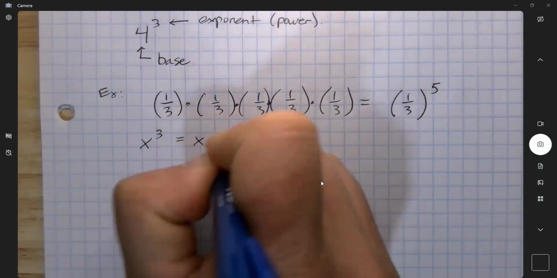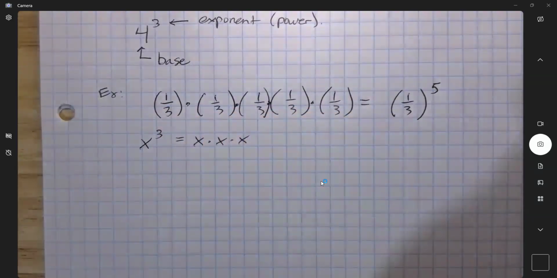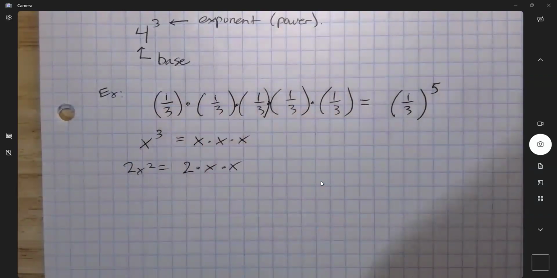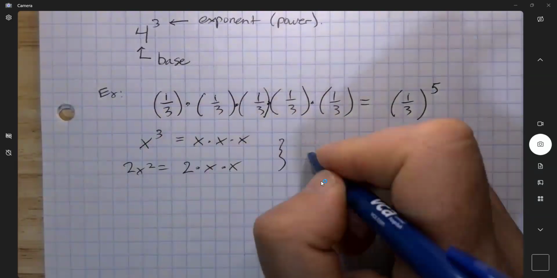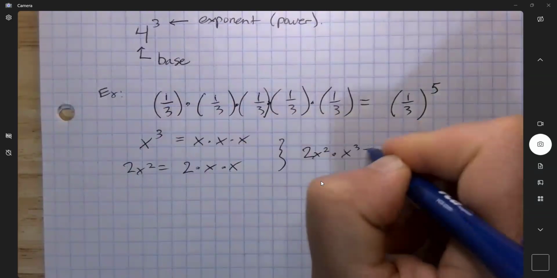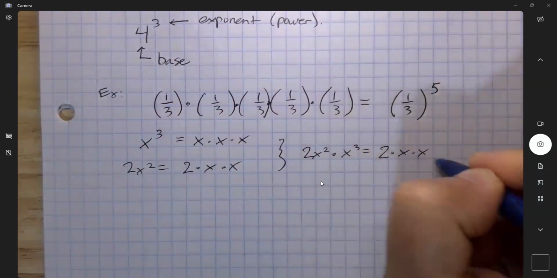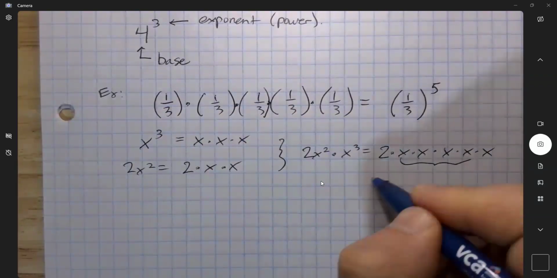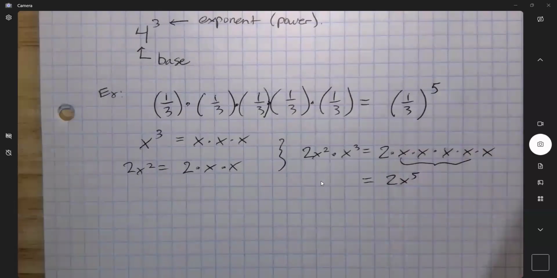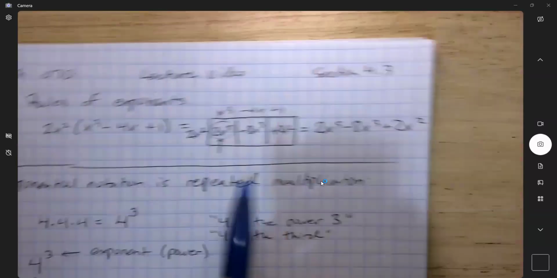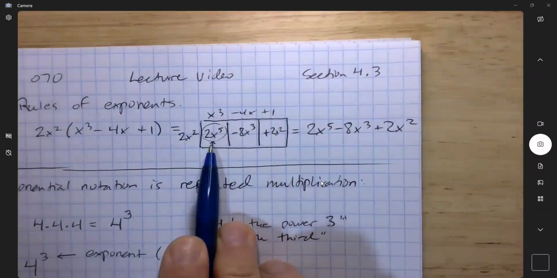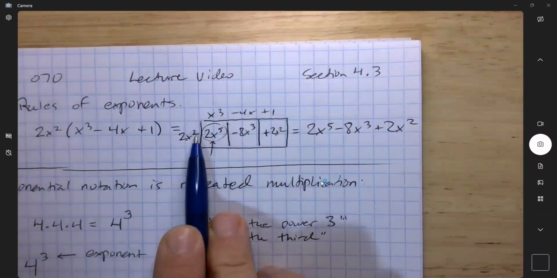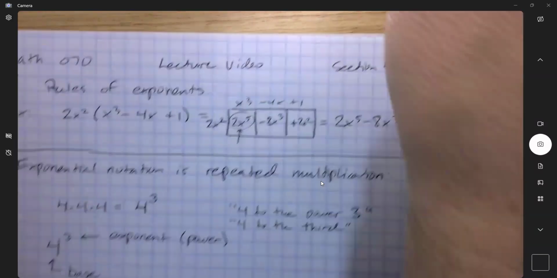X cubed is just x times x times x. 2x squared is 2 times x times x. And guess what happens when you multiply them together? If I take 2x squared times x cubed, that's 2 times x times 3 more x's, which is 2 times x to the fifth, which is exactly how we got this answer right here. X cubed times 2x squared is 2 times x multiplied by itself 5 times.